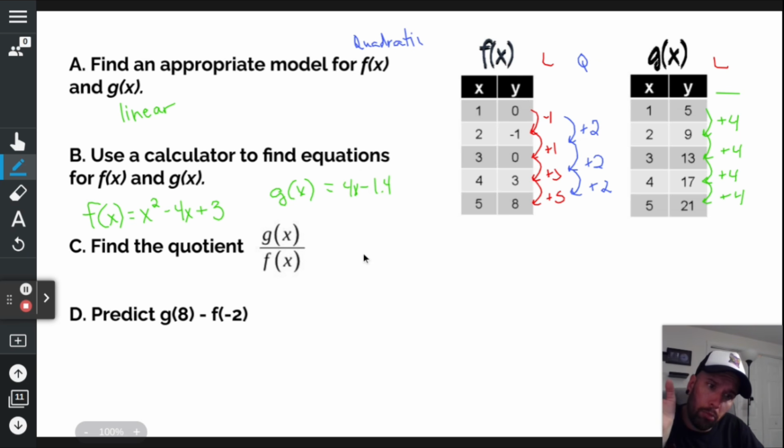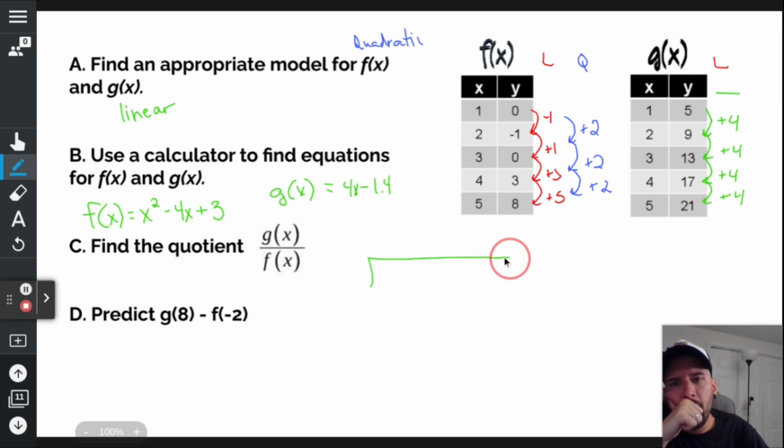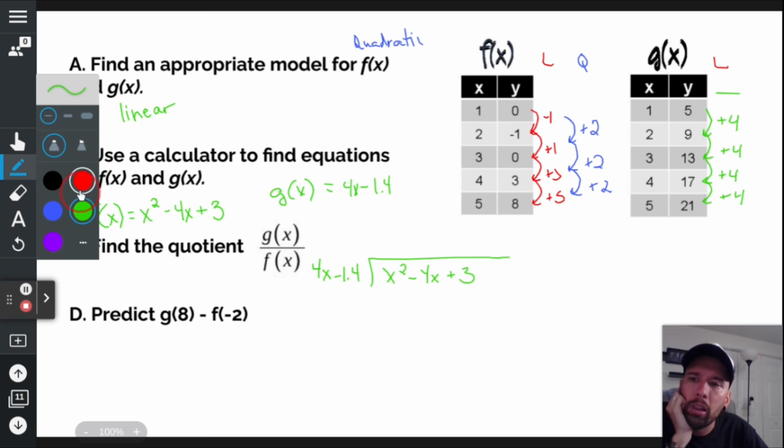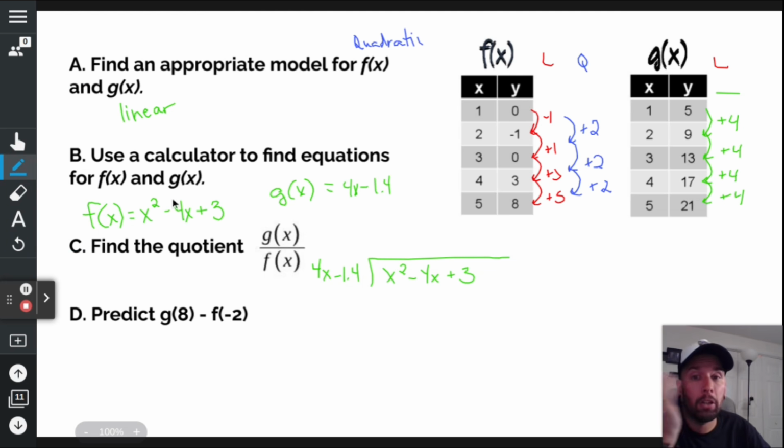Find the quotient. No calculator. Great. G of x over f of x. So we're going to need to use polynomial long division. So x squared minus 4x plus 3. That point there is just going to be a pain, a thorn in my side. Again, I create these problems and I don't always create the best ones. But if you can figure it out, you're in great shape.